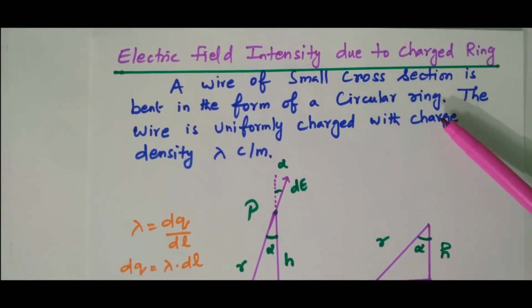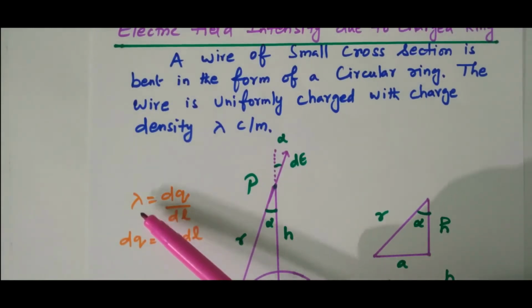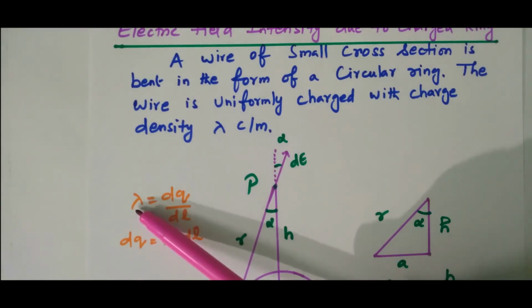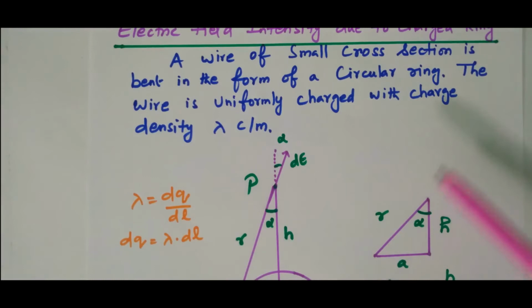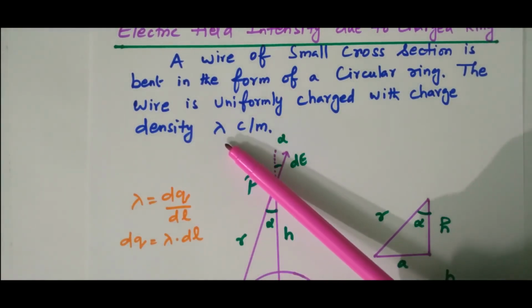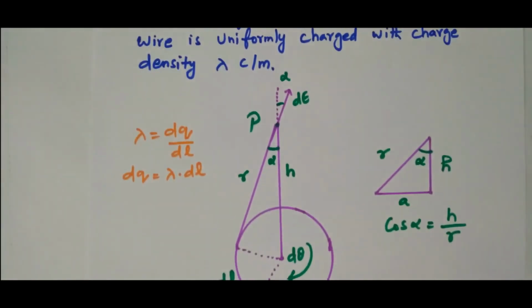So here the wire is available, so we are using linear charge density, lambda equal to dq by dl, so that dq equal to lambda into dl. Because a lengthy wire is there, we are using linear charge density. The wire is uniformly charged with the charge density of lambda coulomb per meter. Now we'll refer to the diagram.